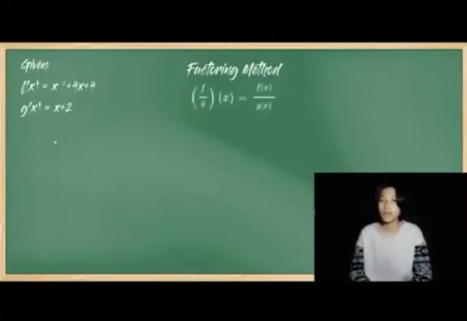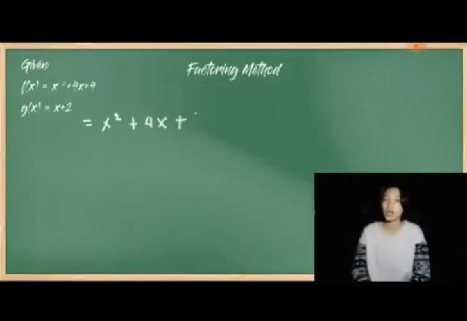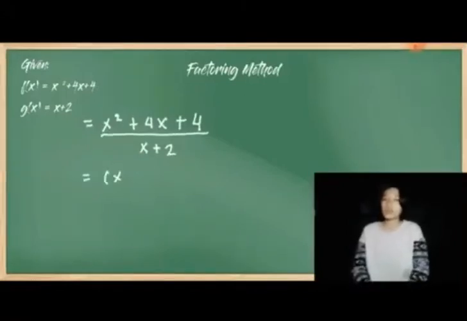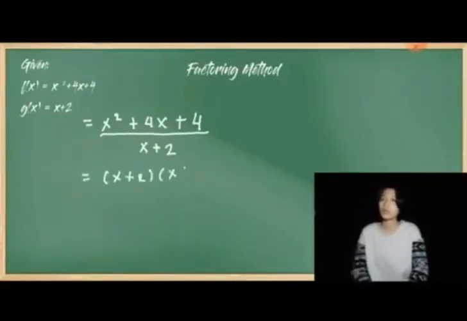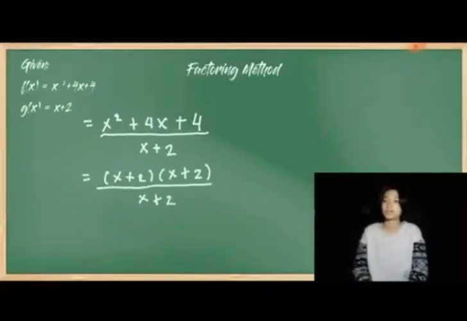So f over g of x is equal to f of x over g of x. Let's replace f of x with x squared plus 4x plus 4 and g of x with x plus 2. As you can see, x squared plus 4x plus 4 is a perfect square trinomial, so we will factor that one. Let's copy the denominator, x plus 2.